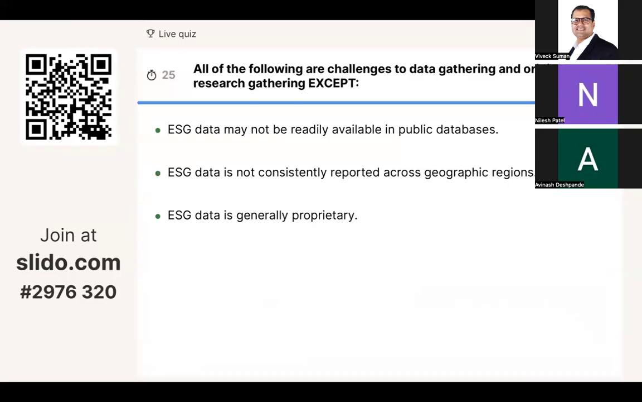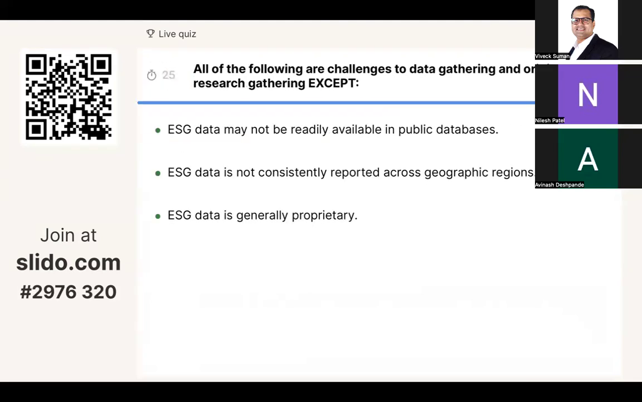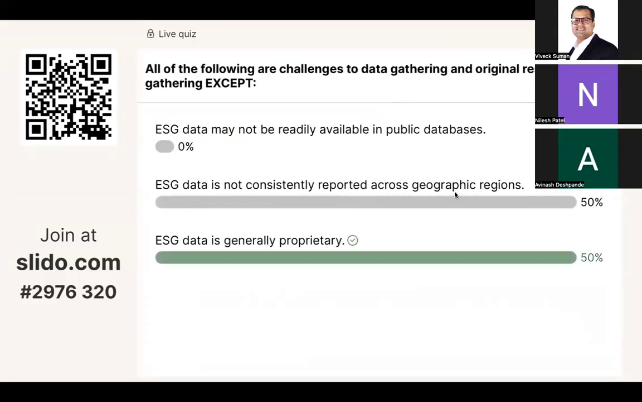Next question, Nilesh. All of the following are challenges to data gathering and original research, except: ESG data may not be readily available in public databases, ESG data is not consistently reported across geographic regions, or ESG data is generally proprietary. The correct answer is ESG data is generally proprietary.